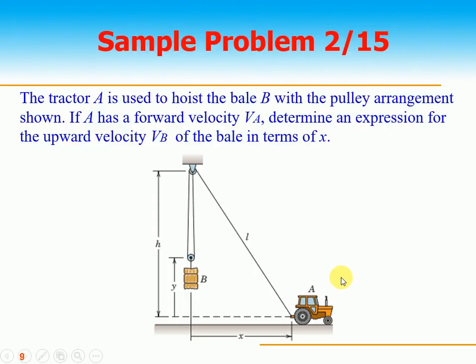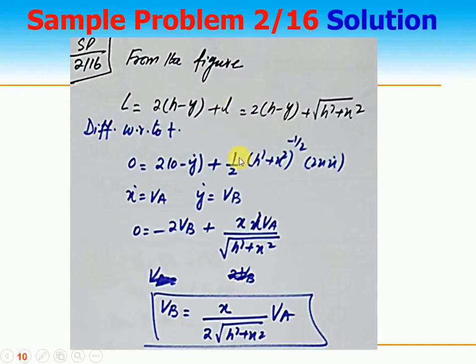So next one is the separate problem 2-15. A tractor A is used to hoist the bale B with the pulley arrangement shown. If A has a forward velocity VA, determine the expression for the upward velocity VB of the bale in terms of VA. The tractor is moving along this horizontal direction. How is the bale moving, right? At any instant, its height is Y, this is H, and this length is L, right? So it is only one rope. This is 1 degree of freedom, like in previous cases. So from the figure, it is very clear.